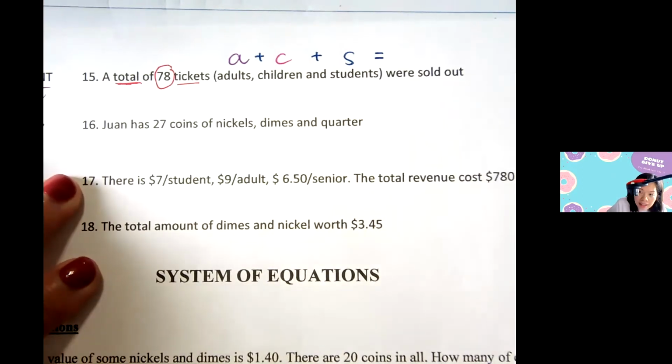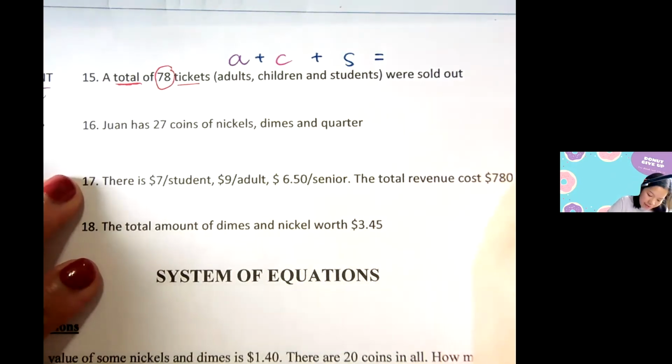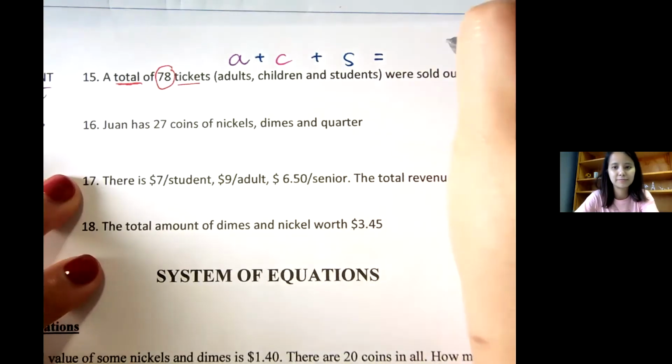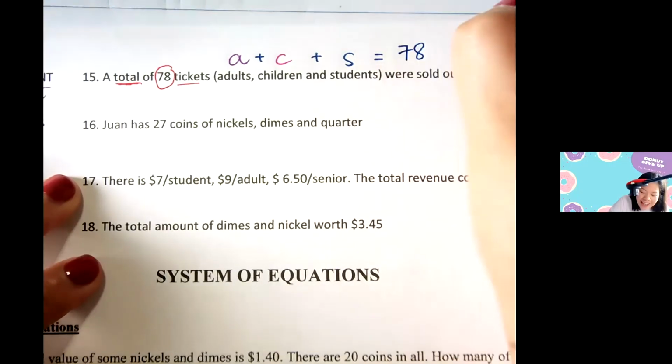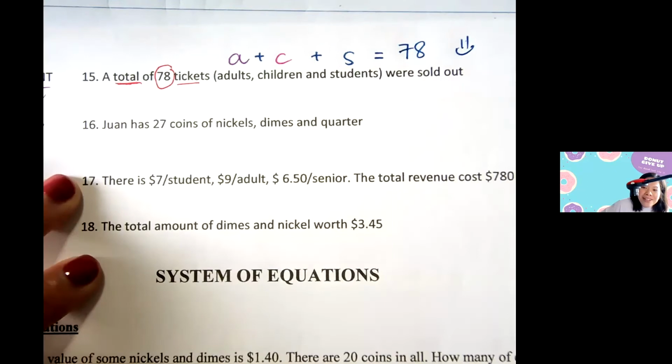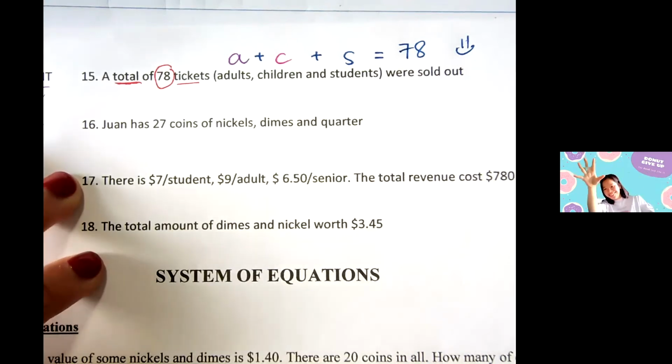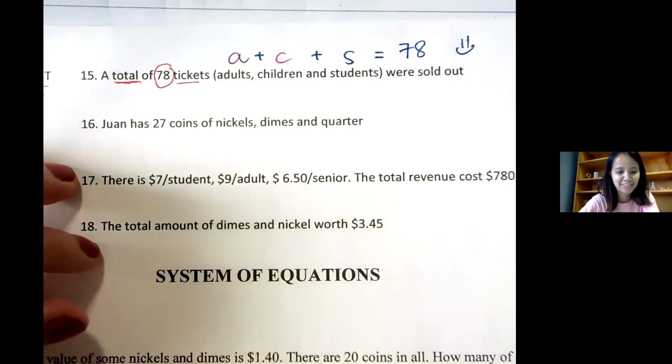In here, what is it? 78. We just translate a beautiful sentence into a beautiful equation. That's it. Excellent job, Ms. Tran. Five gold stars for you. I'm throwing you confetti right there. Yeah, it's good.